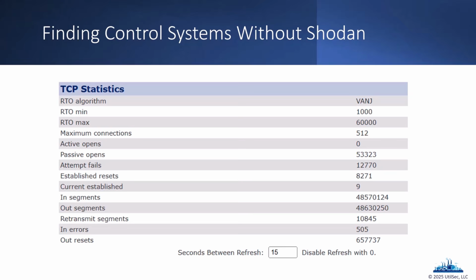But here's what it looks like if you hit a PLC on that page. It's the TCP statistics for that PLC. Again, it shouldn't be exposed to the internet. An attacker's not going to use this to take control over the asset. But what else is exposed on the PLC?